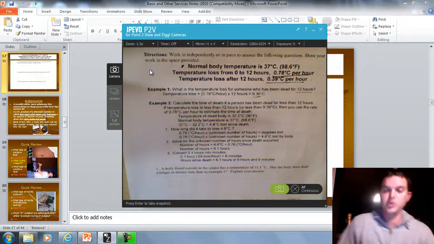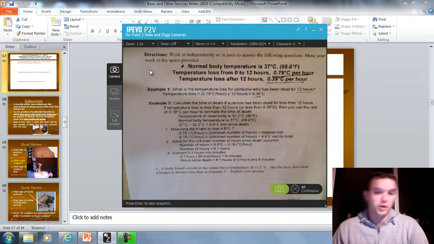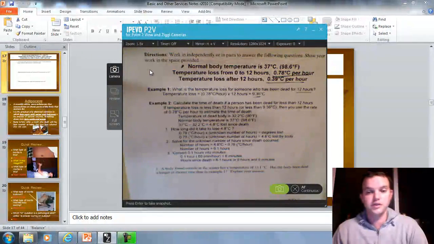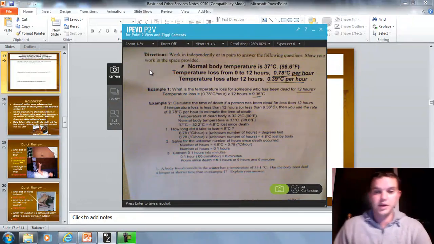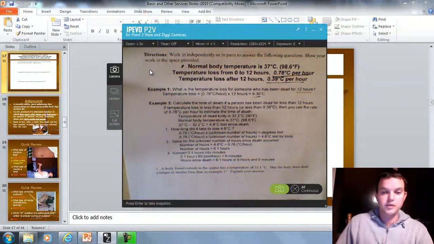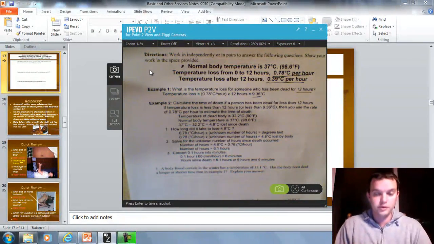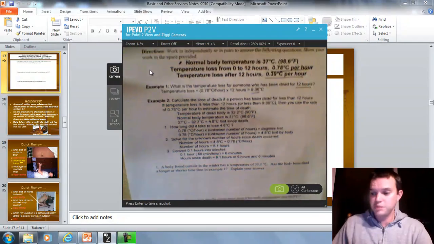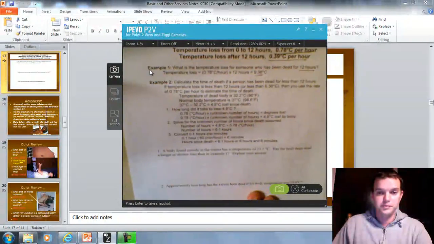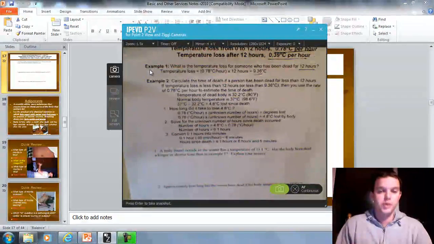So we could also then turn around and ask the question, okay, so what's the temperature after 12 hours? So then you just take the 37 degrees Celsius, subtract from it the 9.36 degrees Celsius, which is the amount of temperature that's been lost, to give you the temperature of the individual after 12 hours. However, the problems are not always this easy. All right, sometimes you got to use both equations.